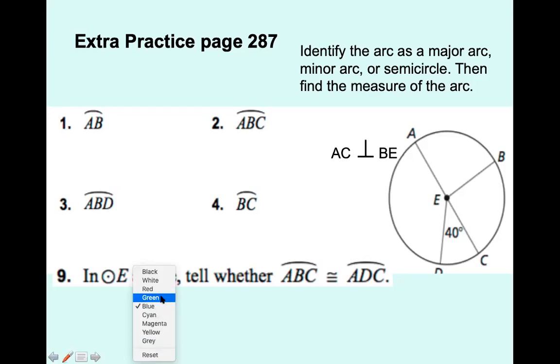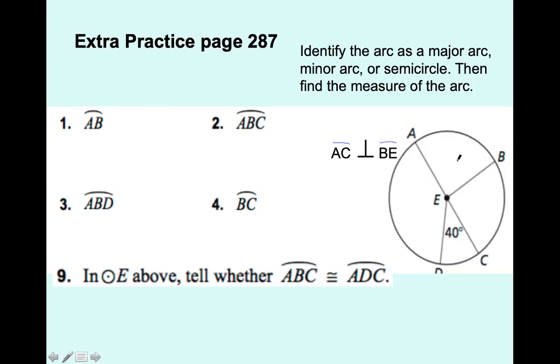Go back to blue. Okay, so this AC should be perpendicular to BE. All right, so it's asking us, when you see this symbol, that's talking about an arc. So it's asking us for the measure of minor arc here, and I see it's less than 180. So it's asking me for the measure of minor arc AB.